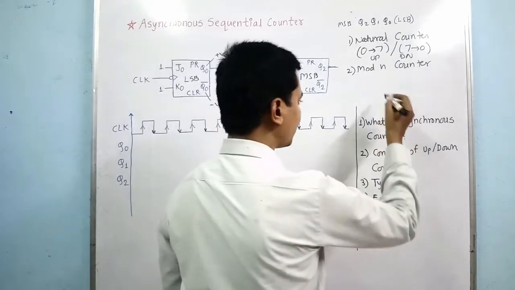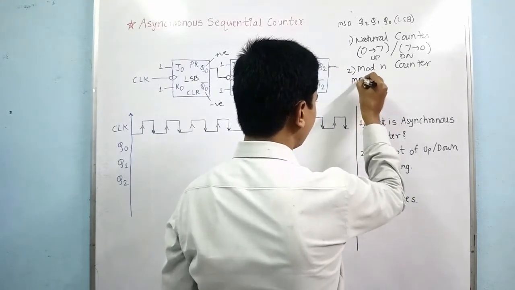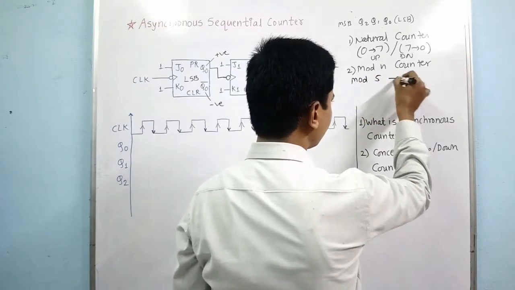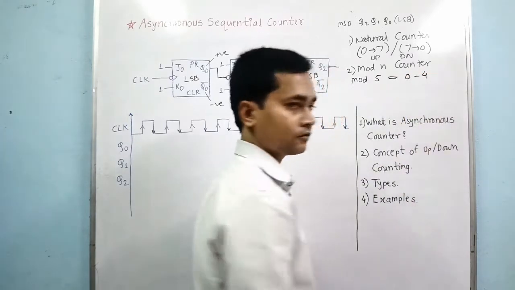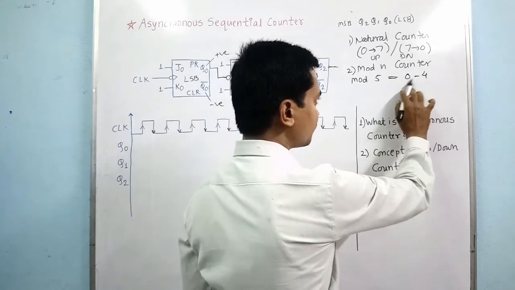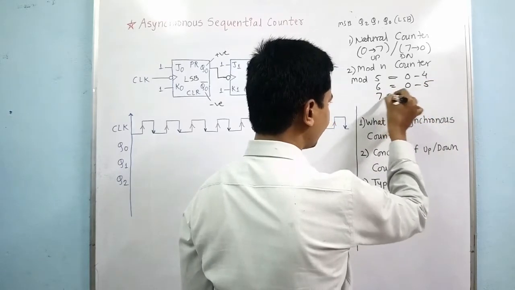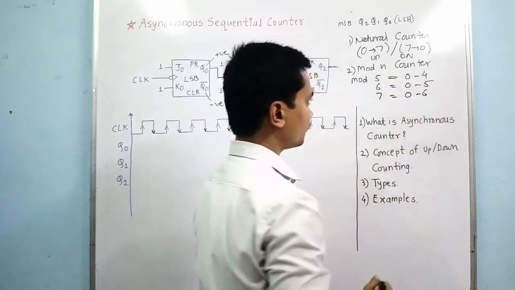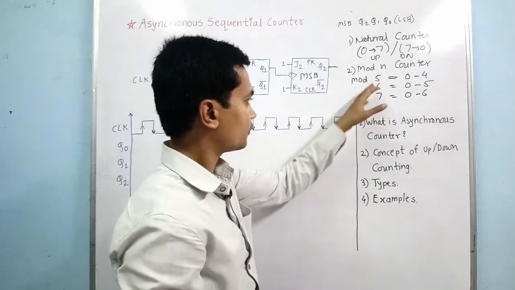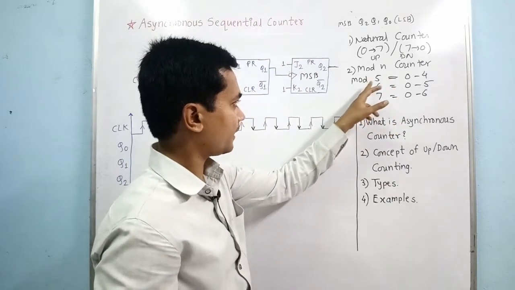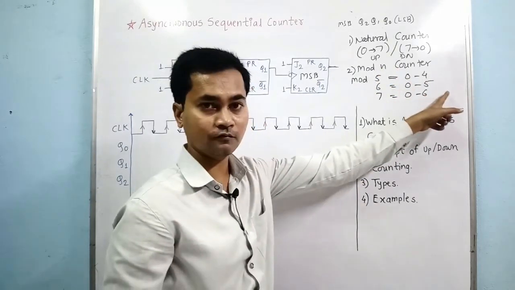So what I want to say here, suppose I want to count up to mod 5, it will count 0 to 4. So counting will be done from 0 to 4. In case of mod 6 it will count 0 to 5, mod 7 means 0 to 6. Here modulo gives you the remainder. So just remember that whatever n is there, that n represents the number of combinations, not the actual value which will be counted.